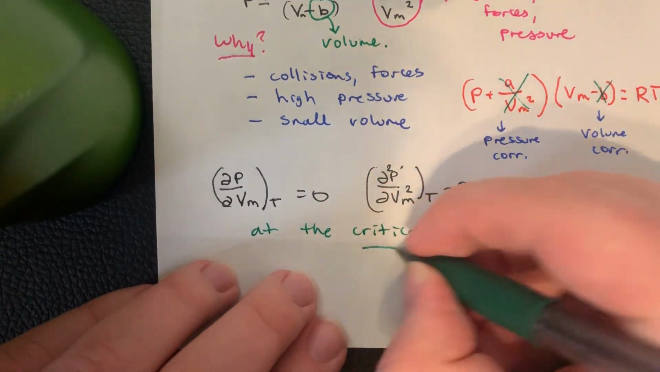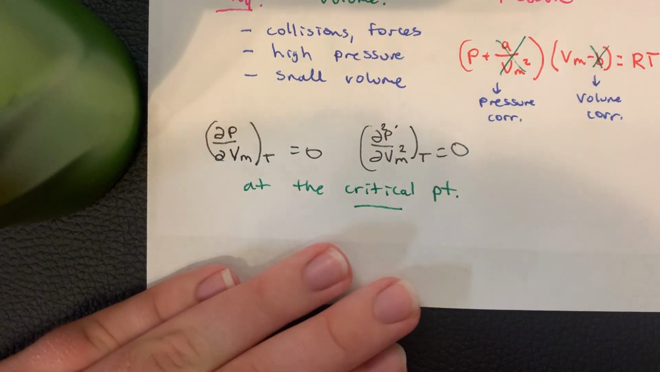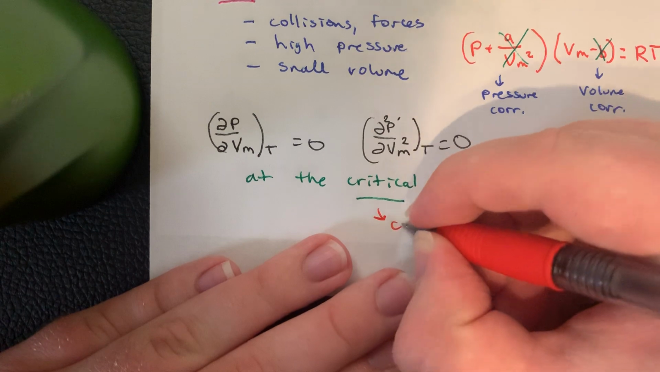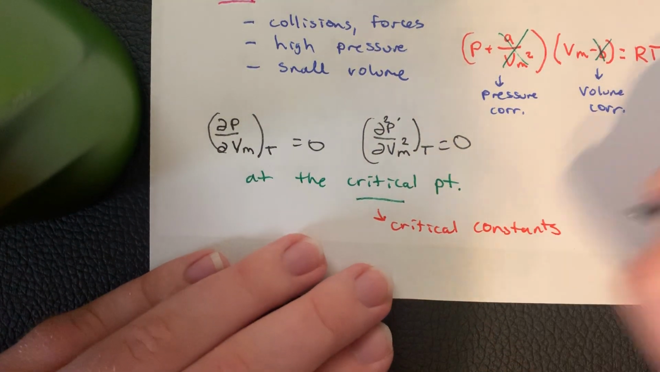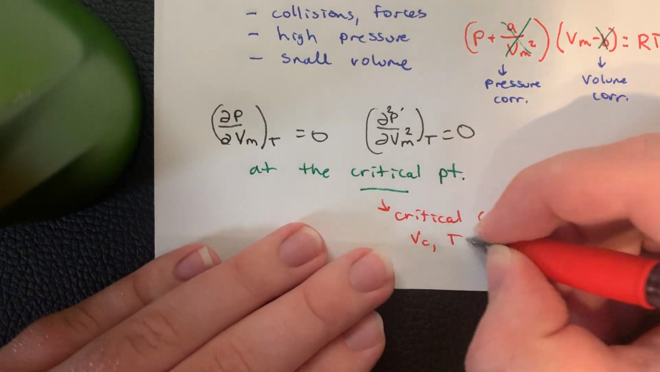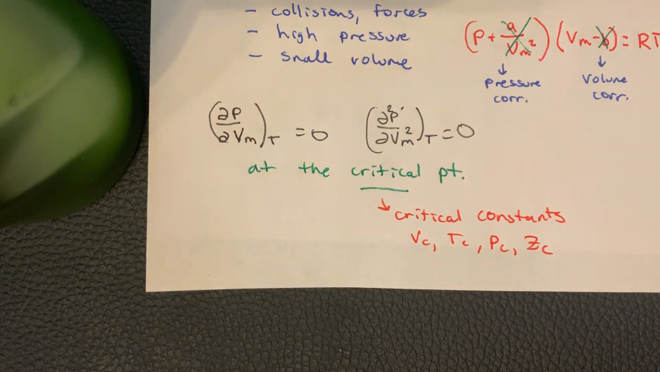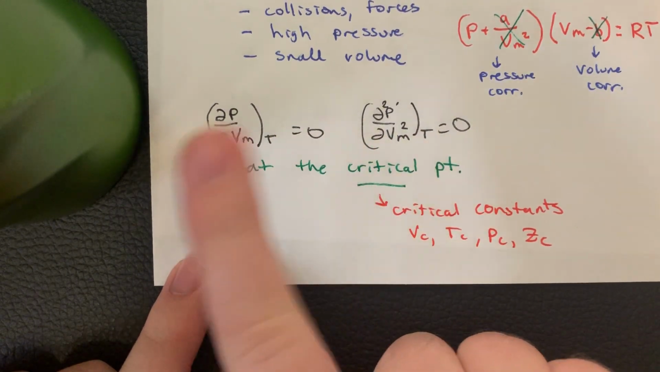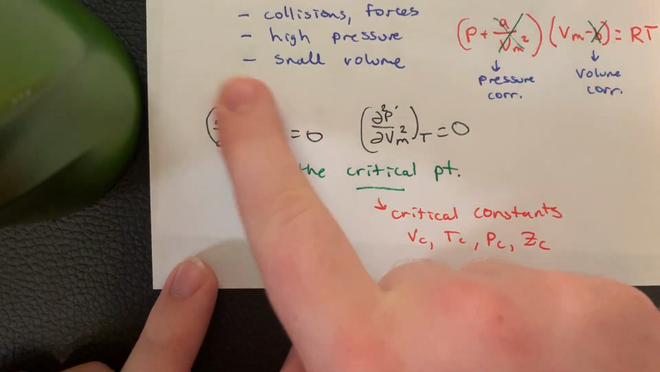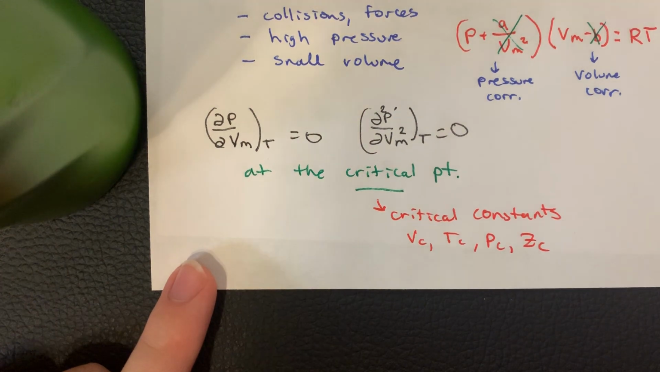And at the critical point, we have these lovely, lovely things called critical constants. We have VC, TC, PC, ZC. And at the critical point, we can calculate these critical constants pretty easily because of this condition. So why are these two conditions true at the critical point? Take a look at the graph of P versus the molar volume, and you'll be able to see why those are true at the critical point.